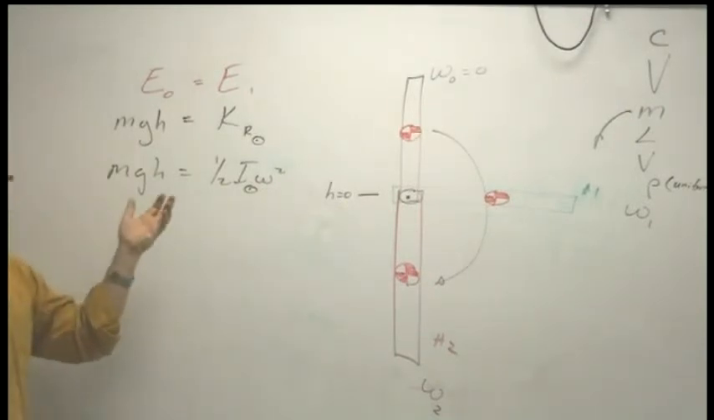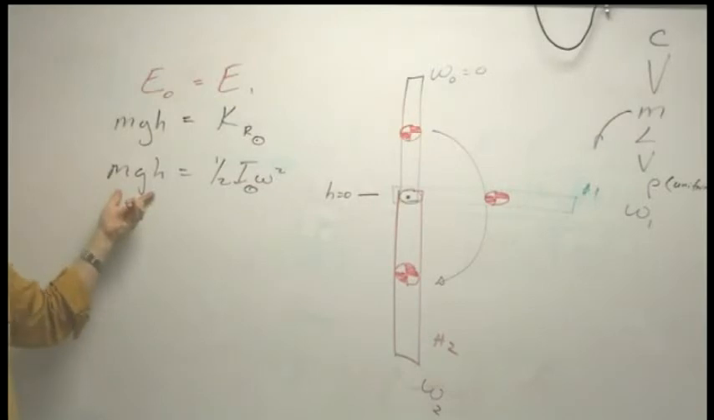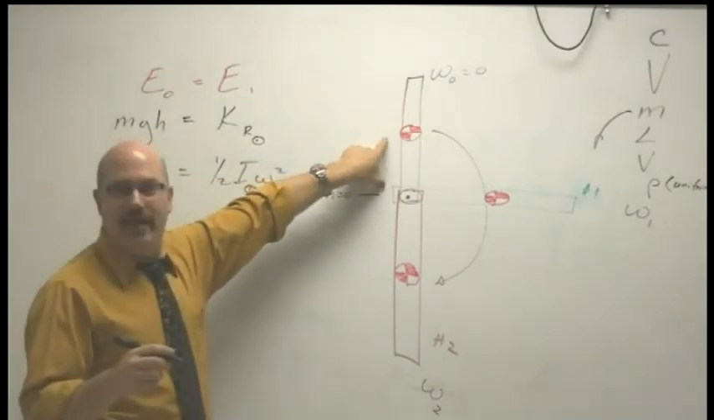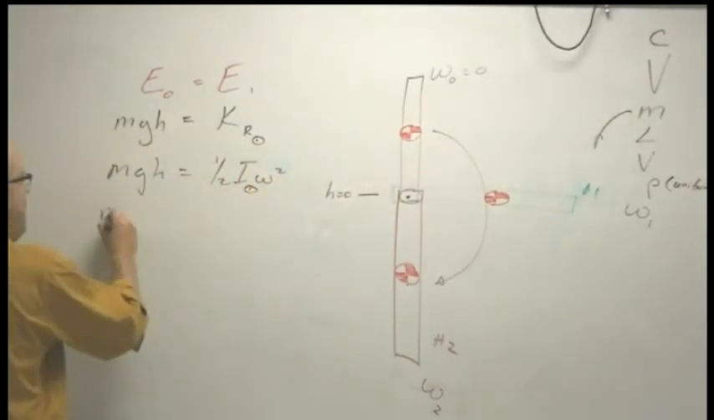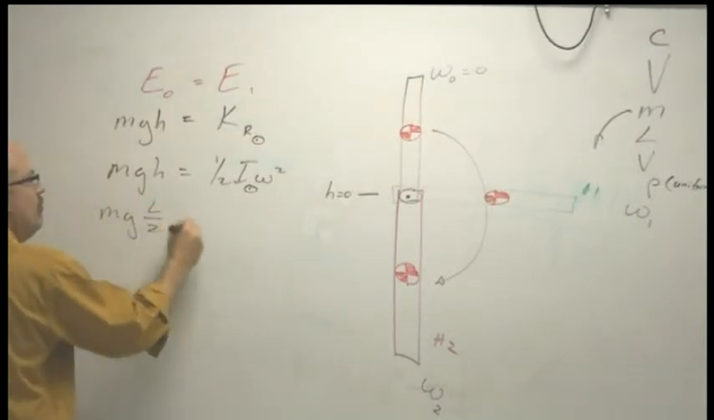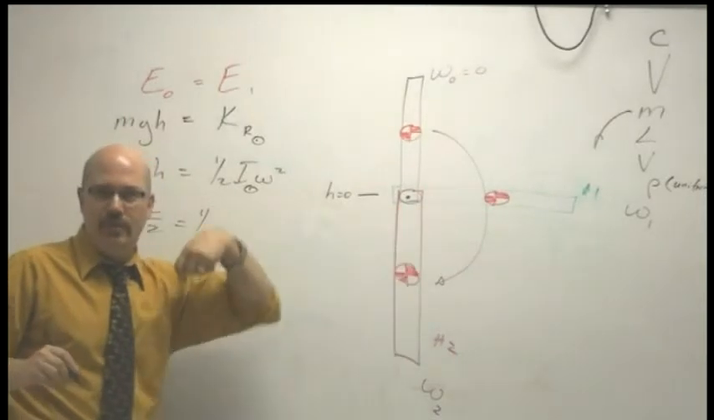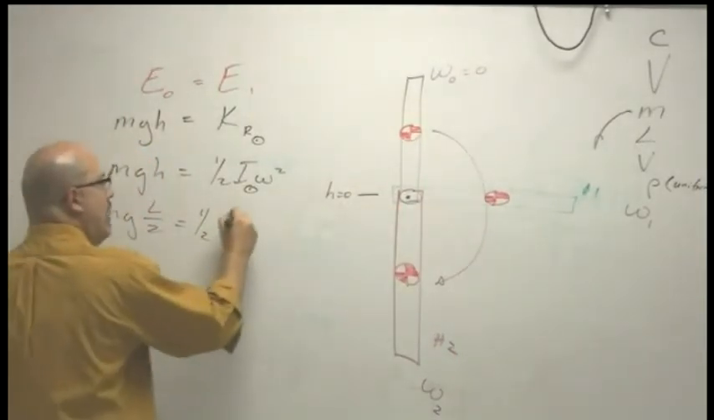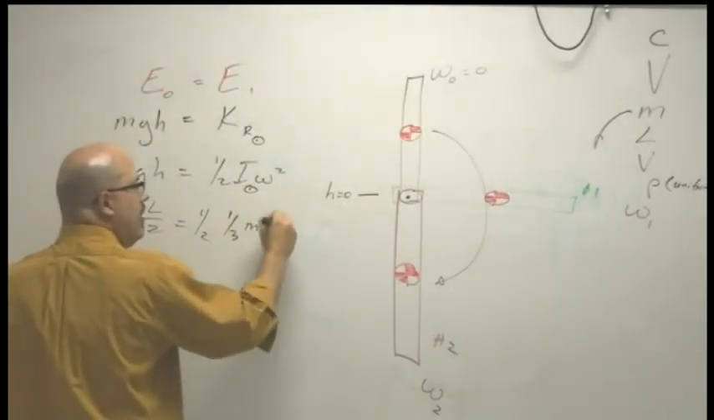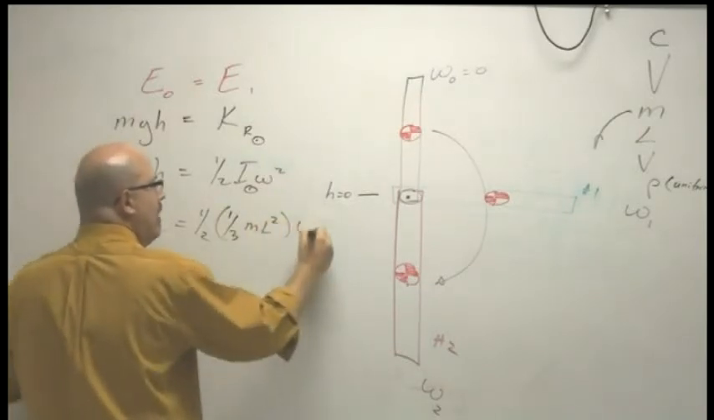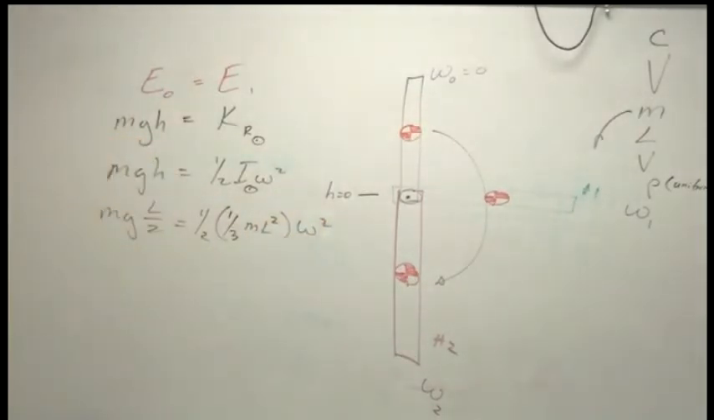Okay, so here we go. What height is this then? L over 2. So mgL over 2. What moment of inertia do we have? It's at the pivot point, so 1/3. So 1/3 mL squared omega squared. Okay, now you can solve it, right?